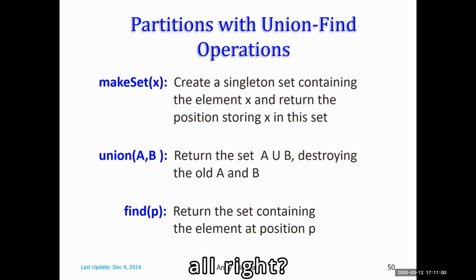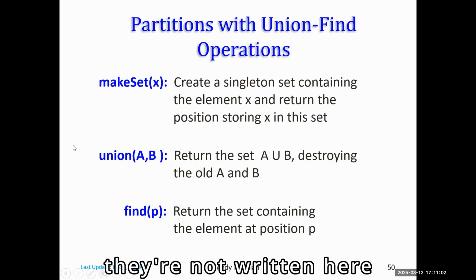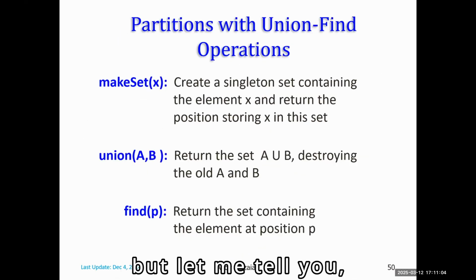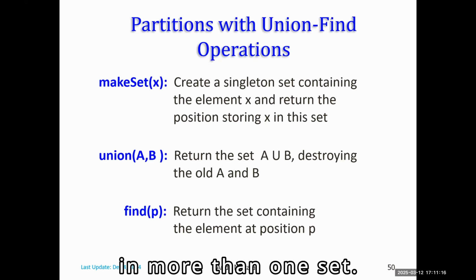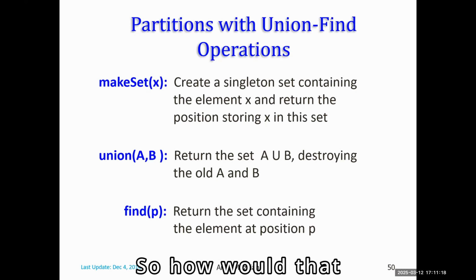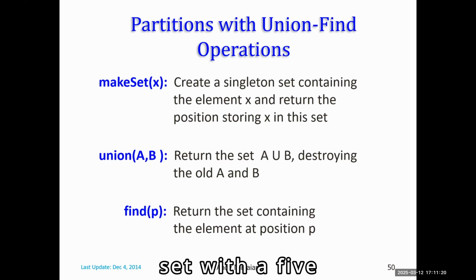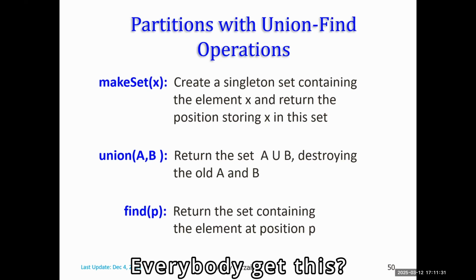All right, and they're not written here, but let me tell you, if these are your only operations, then you can never have an object in more than one set. How would that happen? You make a set with a 5 in it, and then you make a second one with a 5 in it. You can't do that. You should only have one 5. That's another system invariant. Everybody get this?